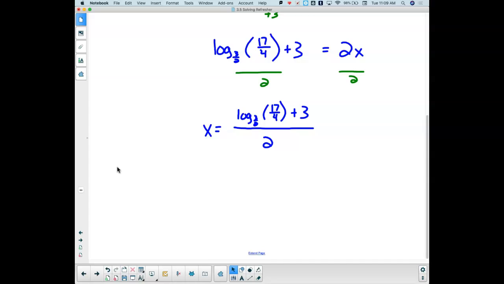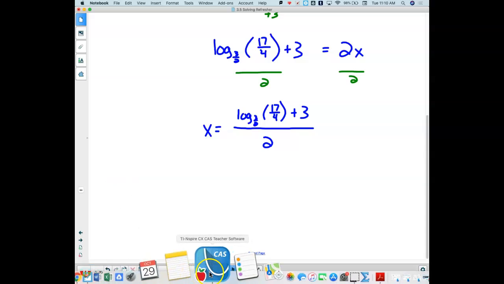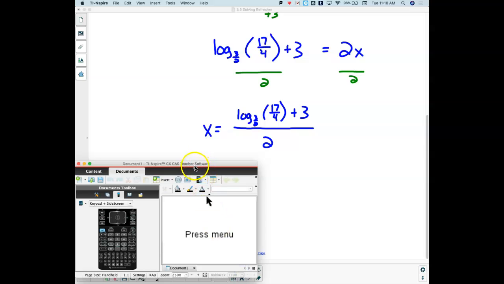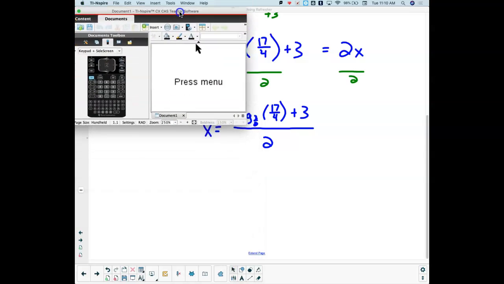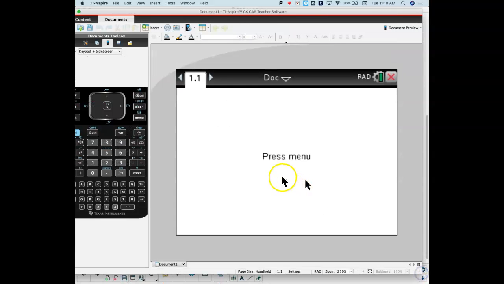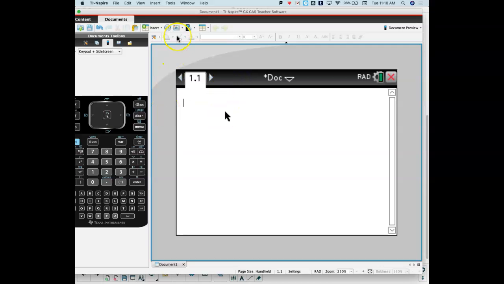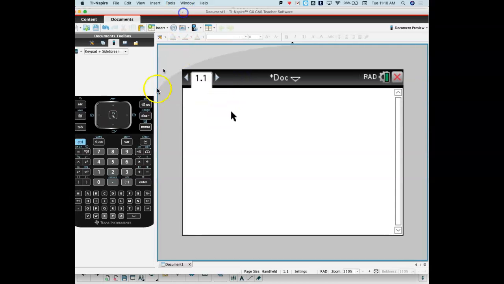If you have a calculator that you can see what you're typing in and you can do logs with log base, you don't have to do the change of base formula, then you can type it in as is. Like for instance on the Inspire, I can add my calculator and then move this over a little bit.